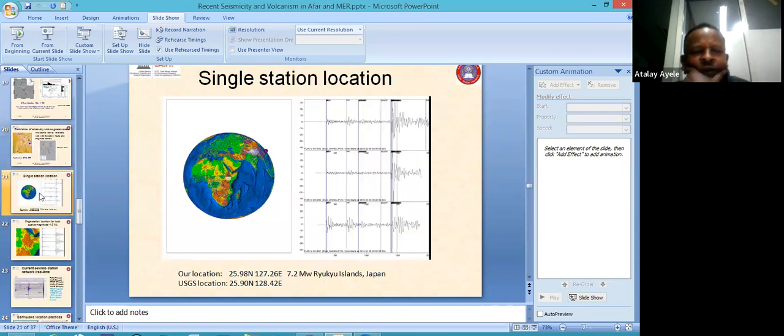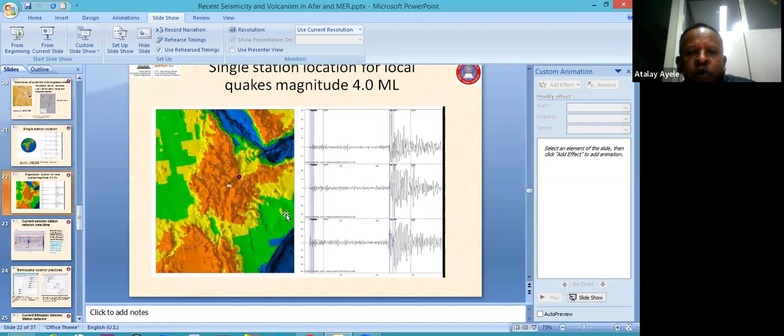In Africa in general, it was a challenge to observe whatever activity we have and locate events. This is, for instance, a single station location from a single station only, using the DMAS software, which we used to run. This one is a teleseismic event from Ryukyu Island in Japan. Maybe by coincidence, from a single station it is very difficult to pinpoint the right epicenter. We also managed to characterize some regional activities using a single station, which was what we used to run at that time.